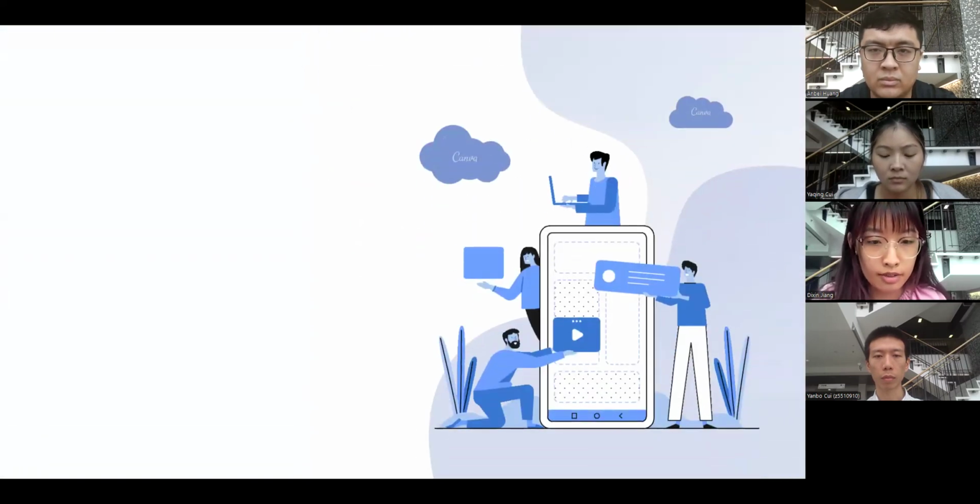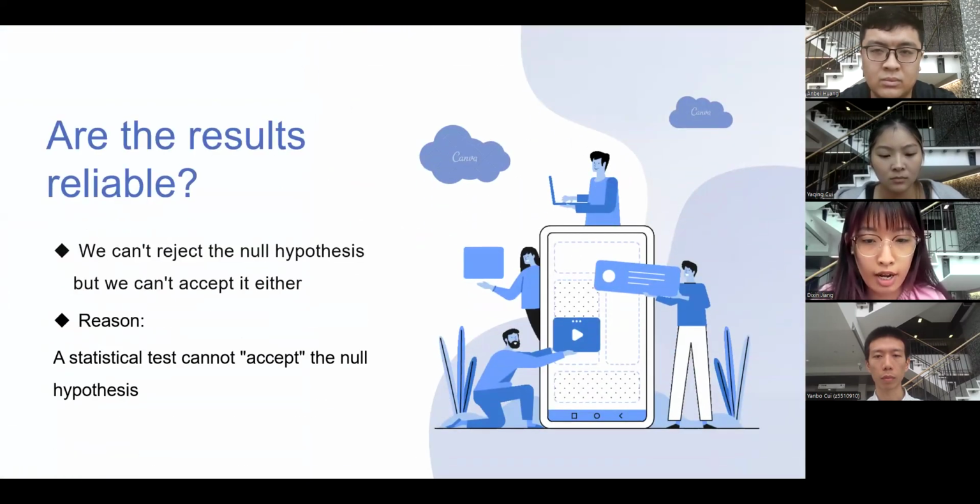So for the next part, are the results reliable? I think we can't reject the null hypothesis, but we can't accept it either. The reason is a statistical test cannot accept the null hypothesis. Not being able to reject it does not mean that the hypothesis is true, only that the evidence at hand cannot reject it.